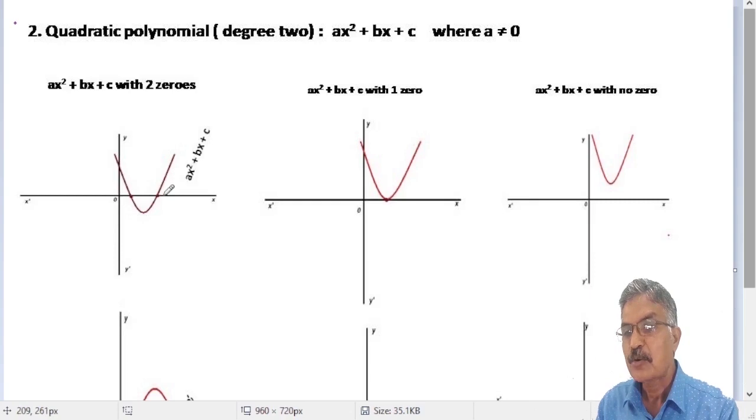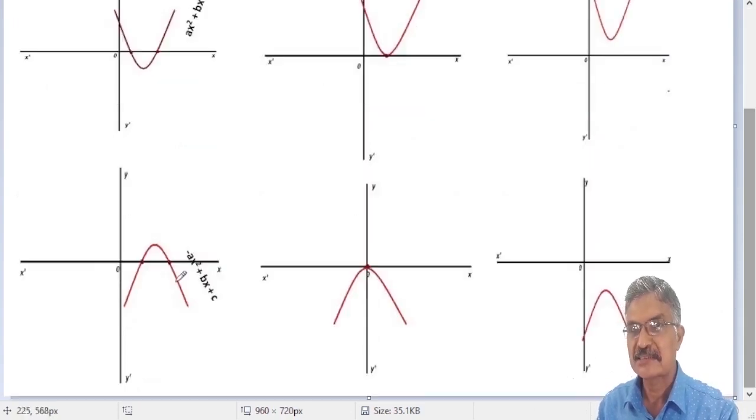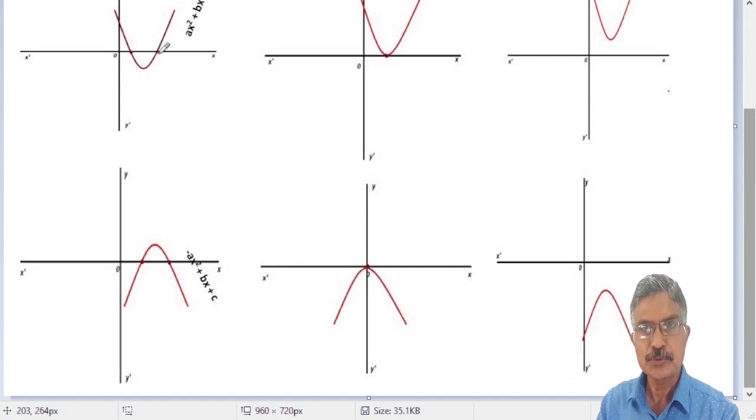And here the opening is on the upward side, and here the opening is on the downward side. This opening of the parabola depends upon the value of the coefficient. Here the coefficient of x square is positive, so the opening is upward. Here the coefficient of x square is negative, so the opening is downward. So here, for two different values of x, this polynomial becomes 0. Thus it has two different zeros.